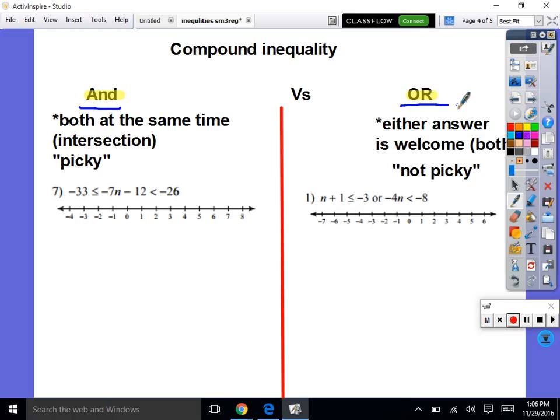You could see this split up or put together. This one's all put together, so basically just treat those like equal signs and solve for n. Get n alone in the middle. Our first step will be to add 12 to both sides. You've got to do it to both sides of the equation. So we have two equations in one here. What's negative 33 plus 12? Negative 21 is less than or equal to negative 7n, plus 0, is less than negative 26 plus 12.